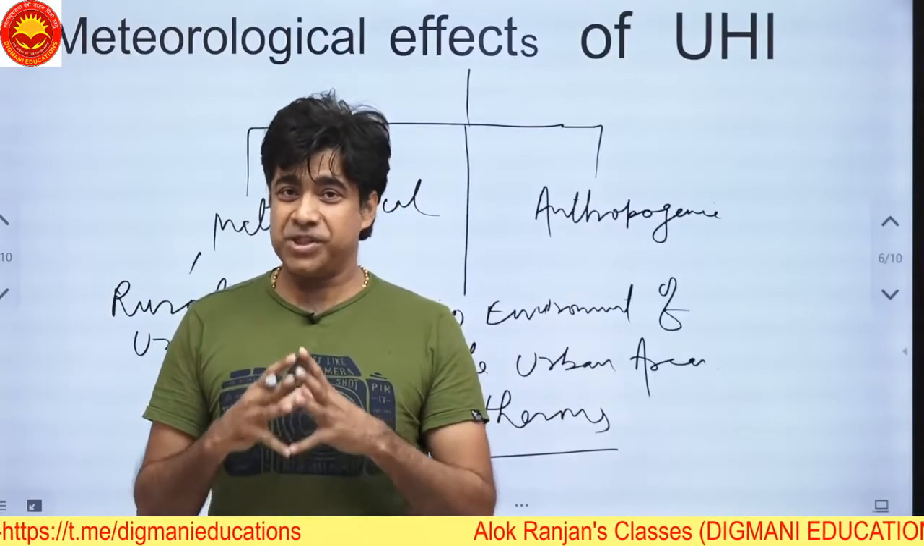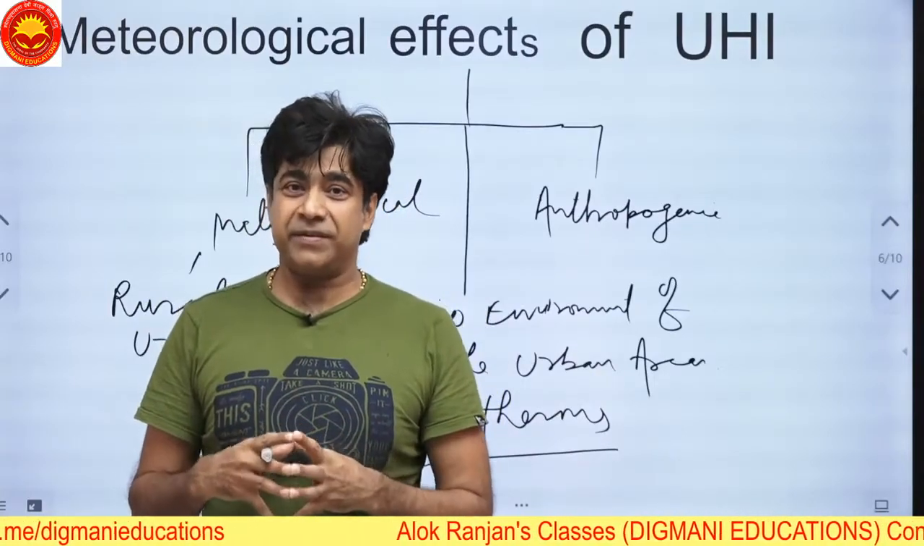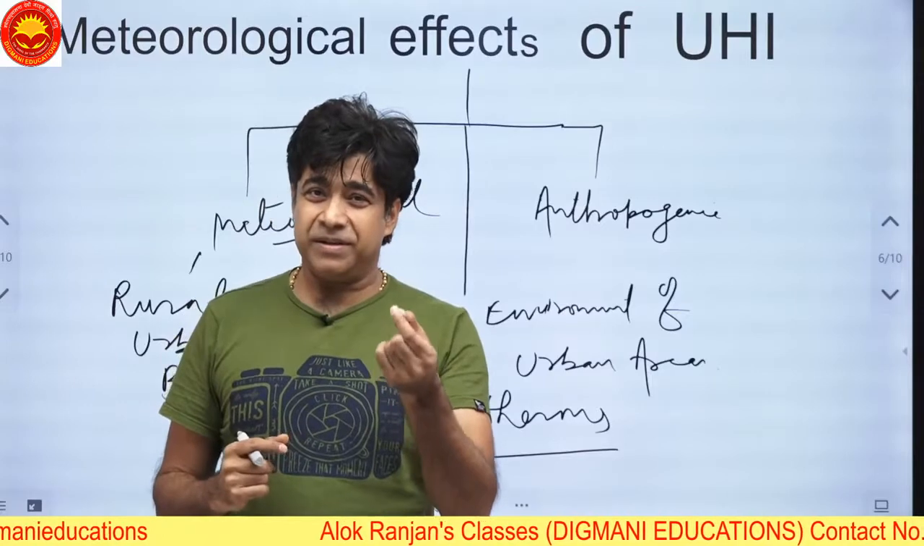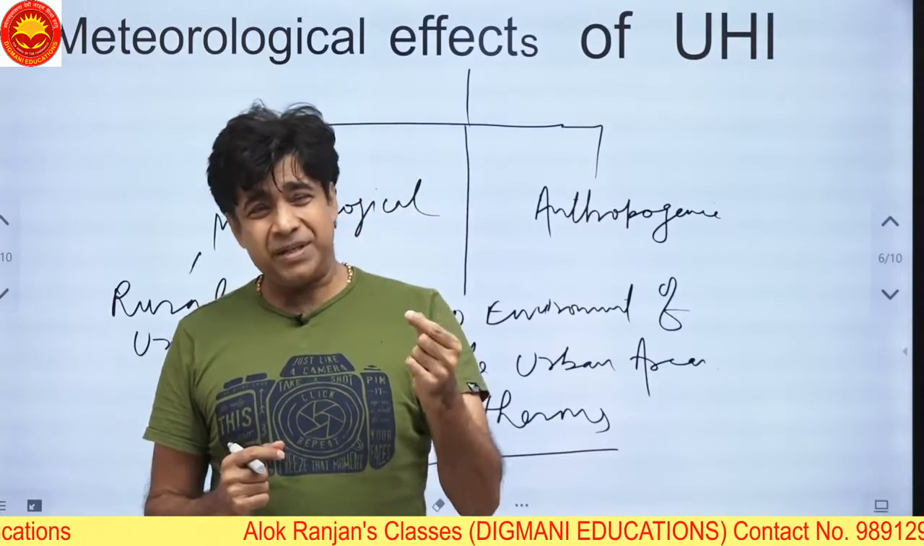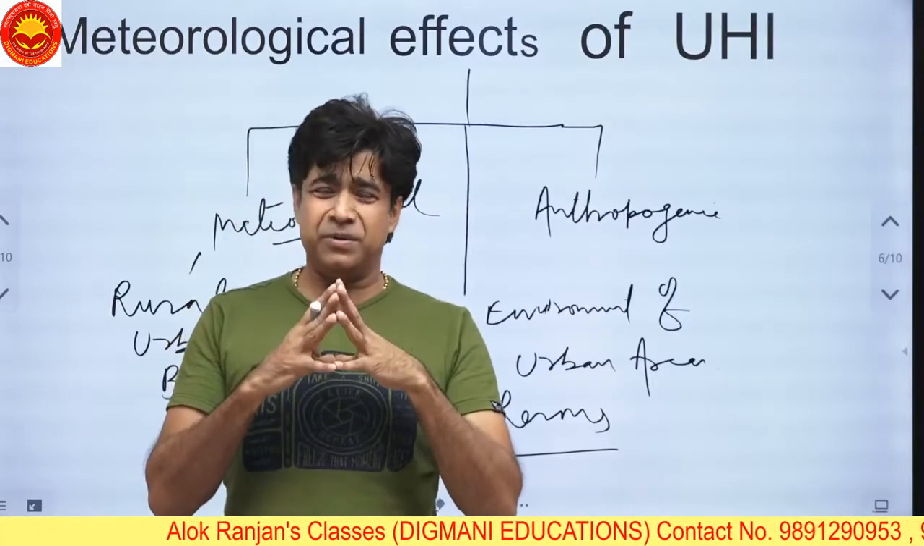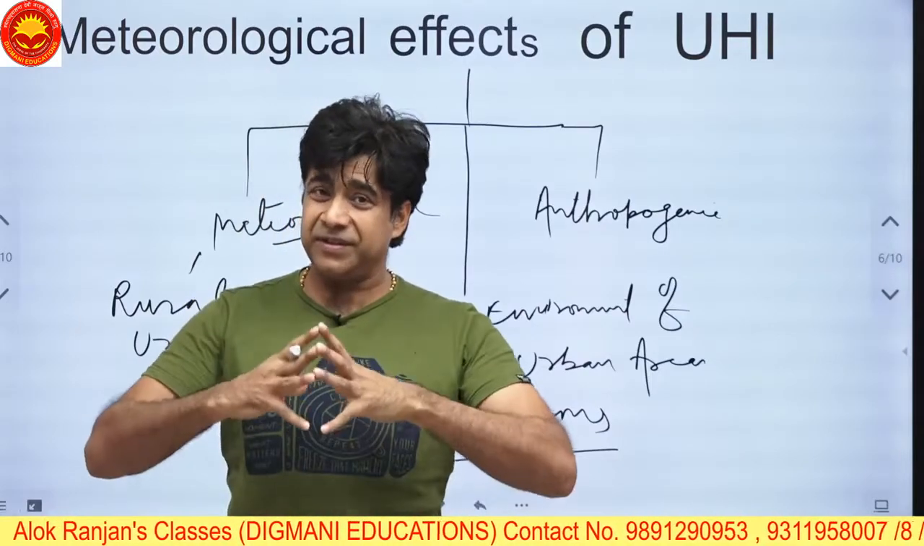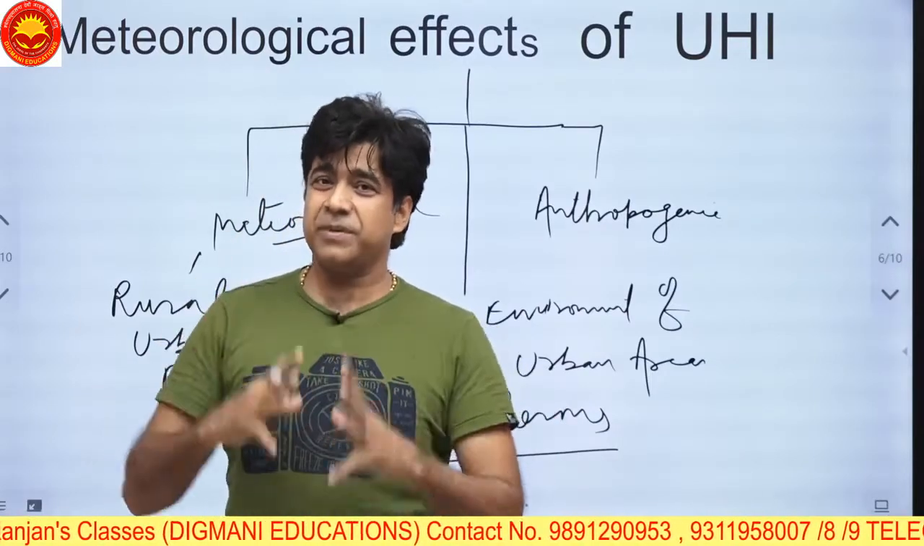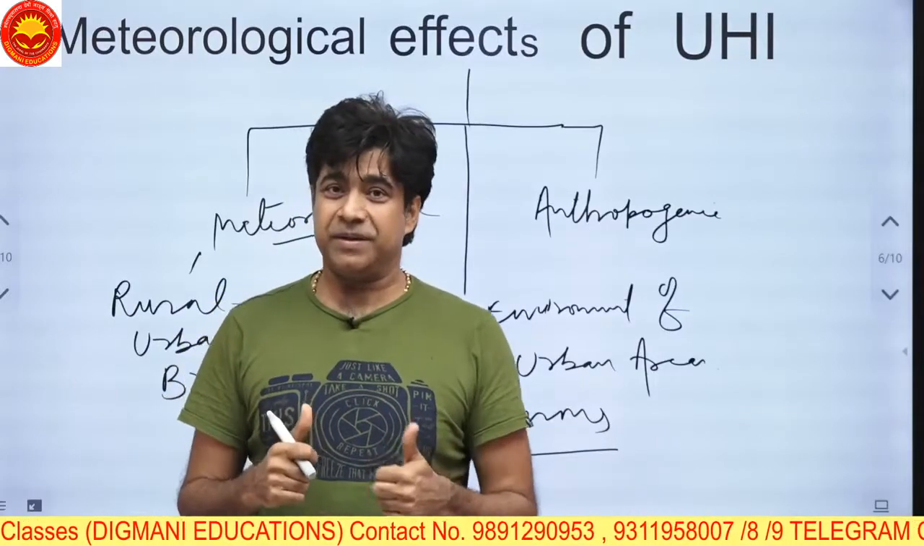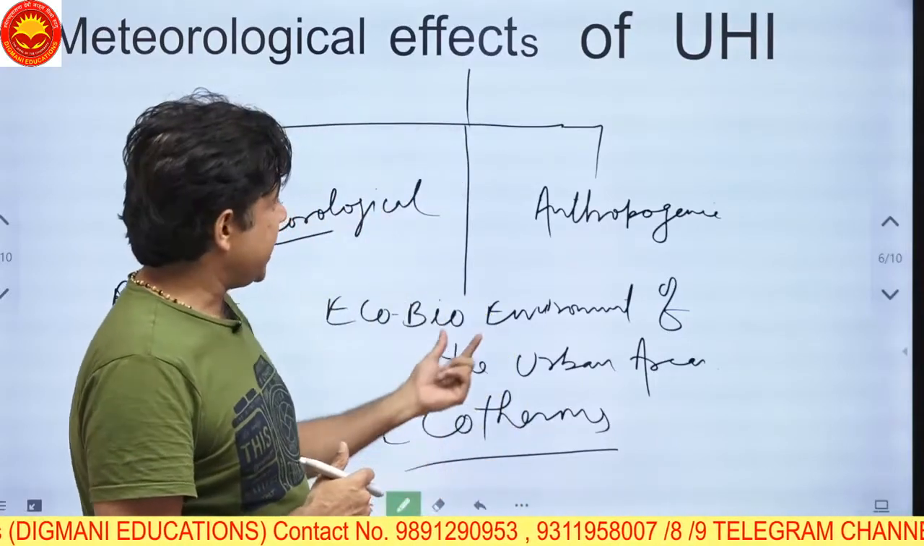You must have observed that in urban areas, ants, mosquitoes, dengue, malaria, these all are growing at terrible rates. So this has a connection with the urban heat island. Must remember it.